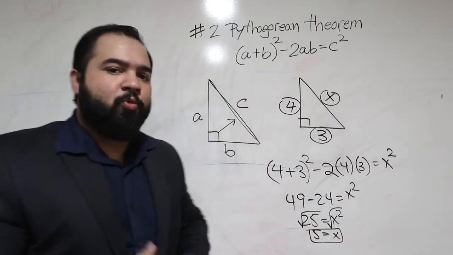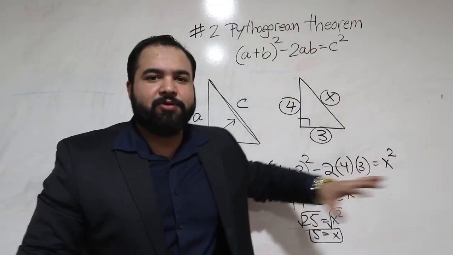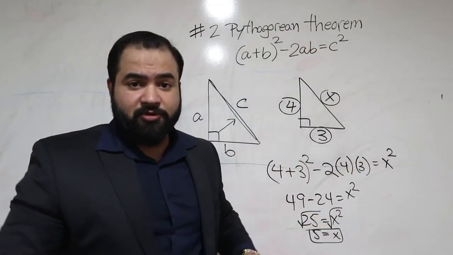Now you might ask me, why should we know this big formula when we could just use a squared plus b squared is equal to c squared?